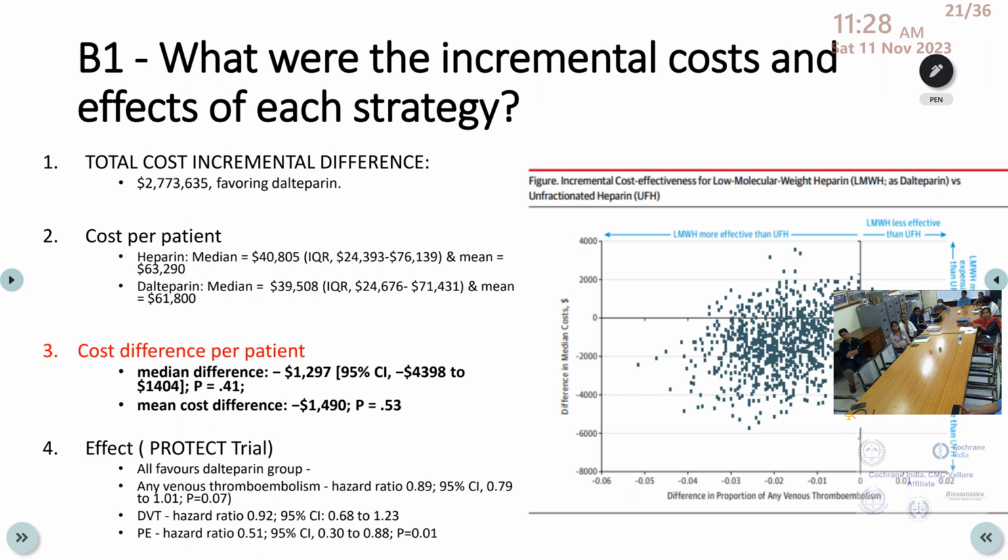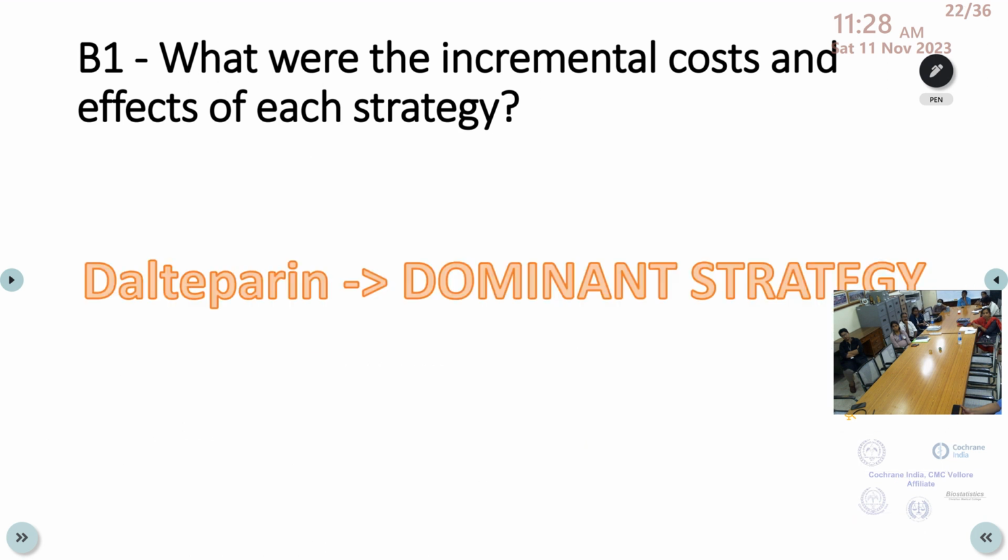So then finally, which part of the box will this fall in? This will be in the figure 4 which we saw, cheaper but better. So this actually would not require an ICER evaluation at the end. Finally, dalteparin is a dominant strategy, and that's why they have not done an ICER in this study.